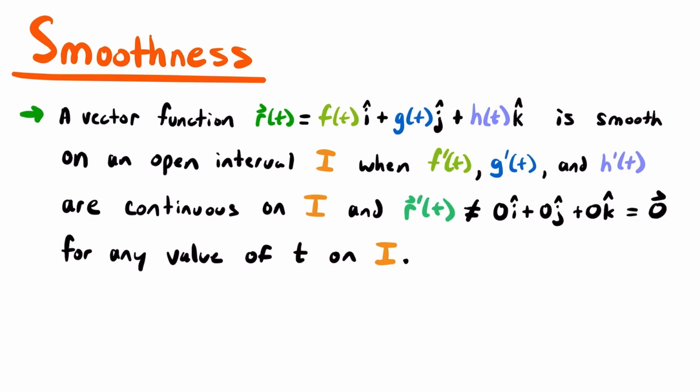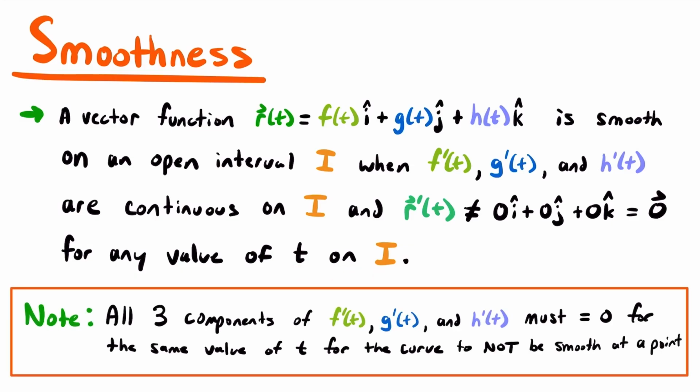All right, in other words, all three of these derivatives, f prime of t, g prime of t, and h prime of t, cannot all equal zero for any value of t on I. And so it's important to realize here that all three of those components of the derivative of the vector function must equal zero for the same value of t in order for the curve to not be smooth at a point. Okay, so it's not enough if just f prime of t equals 0, or if just g prime of t equals 0 for a specific value of t.